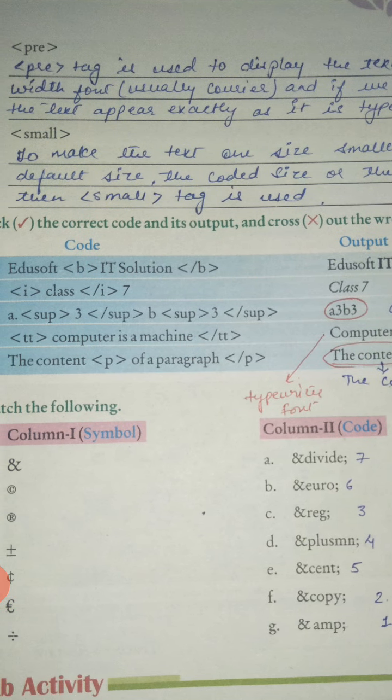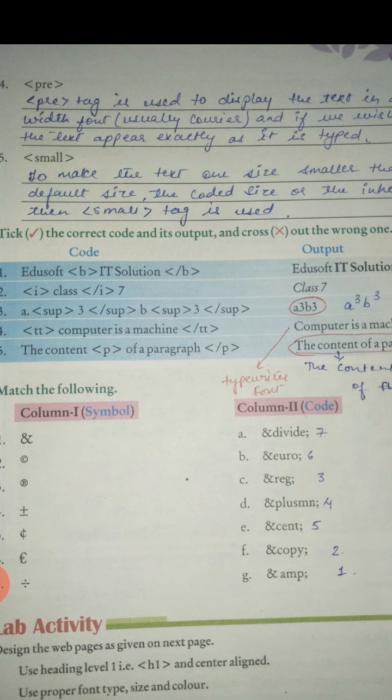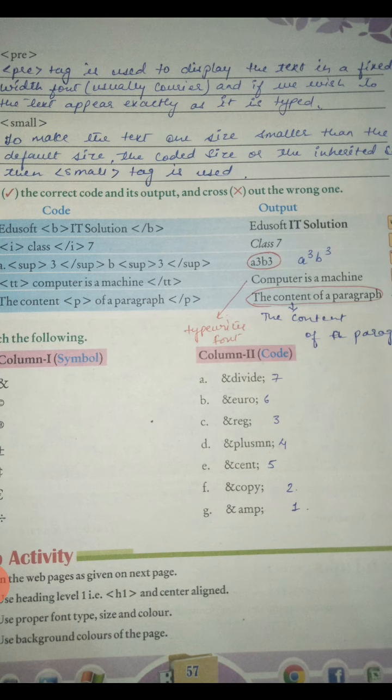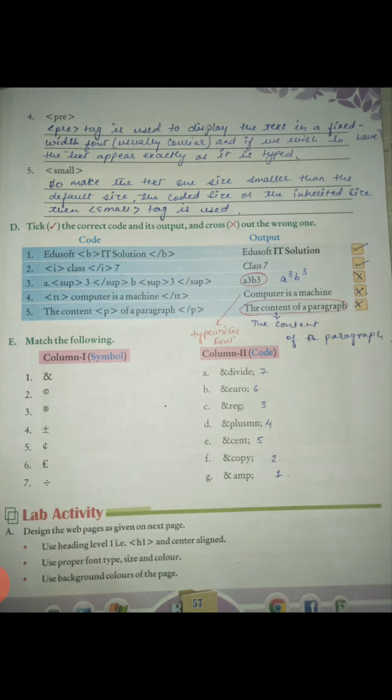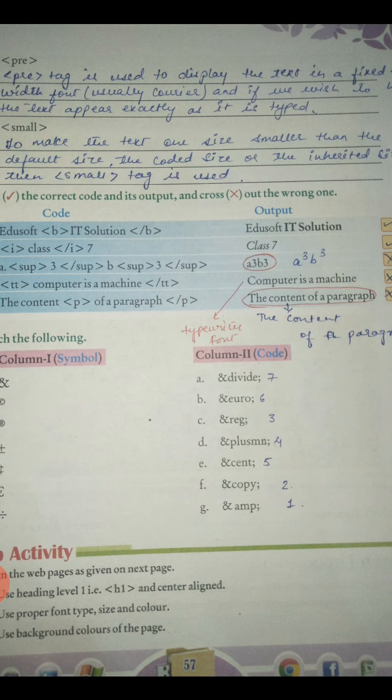Next here is the pre tag. What is the pre tag? It is the preformatted tag. We have also learned this. It is the preformatted tag which is used to display the text in a fixed width font, usually Courier, and if we wish to have the text appear exactly as it is typed. Look, we have learned two purposes of the pre tag. First was, if we want to display the text in a fixed width font, that is Courier. Usually it uses the Courier font.